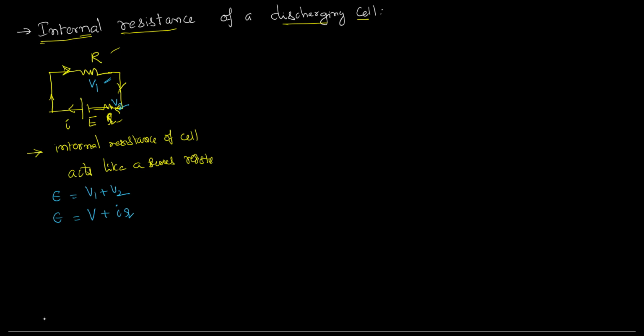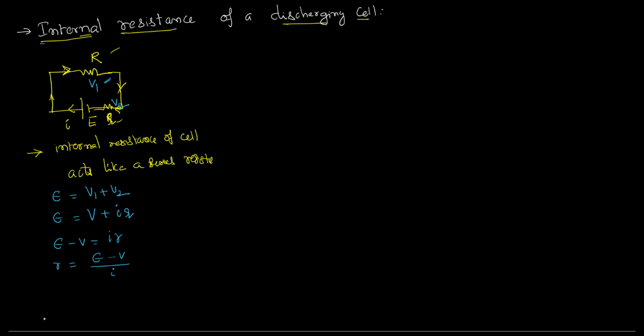So we can further simplify this. E minus V is Ir. So I can write a formula for the internal resistance, that is r equals E minus V by I.